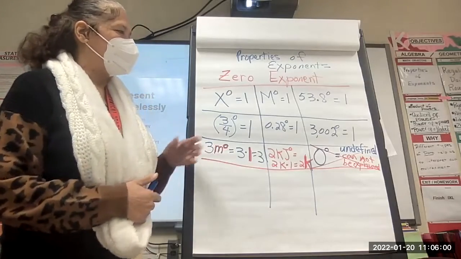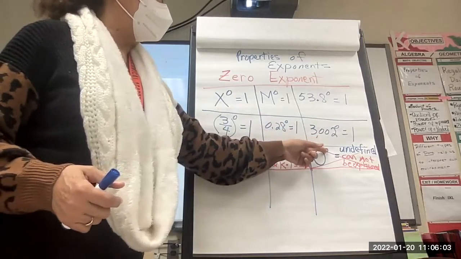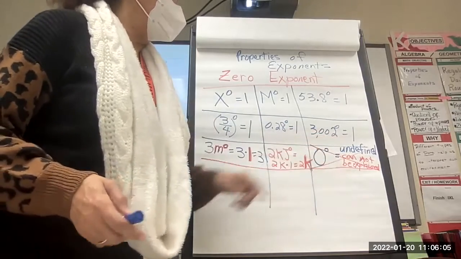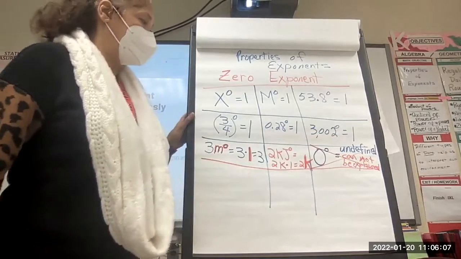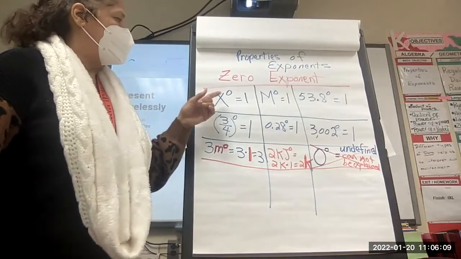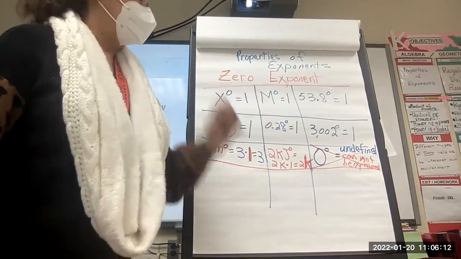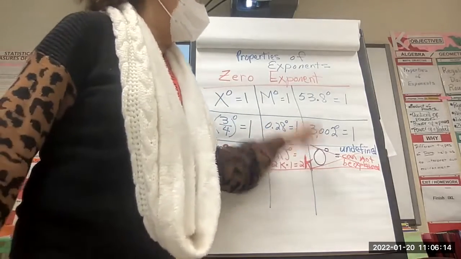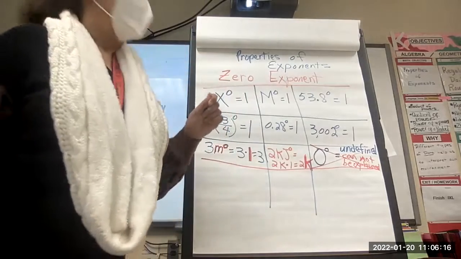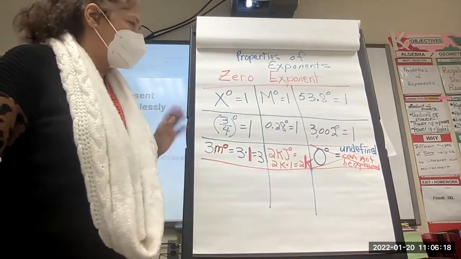Okay, so what we see here is that 0 to the 0 power is undefined. So that's not gonna happen. But any number to the 0 power is equal to 1.